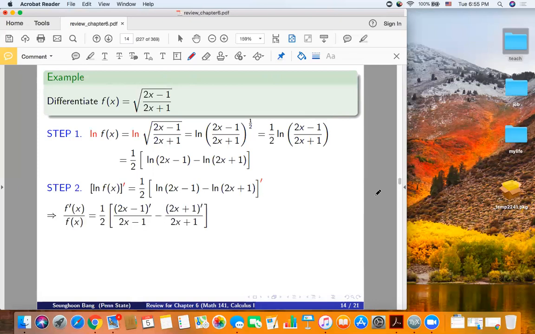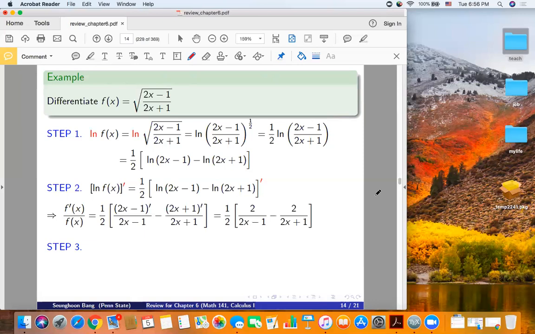So ln of f of x, prime, is f prime of x over f of x. One over 2 times ln of 2x minus 1, prime, is 2x minus 1 prime over 2x minus 1, minus ln of 2x plus 1, prime, which is 2x plus 1 prime over 2x plus 1. So exactly 1 over 2 times 2 over 2x minus 1, minus 2 over 2x plus 1.